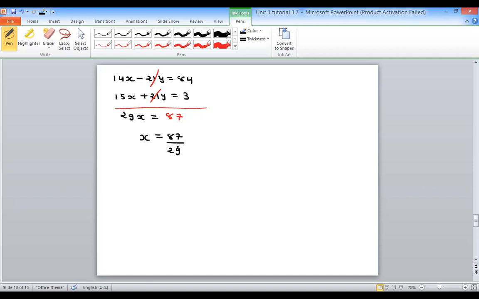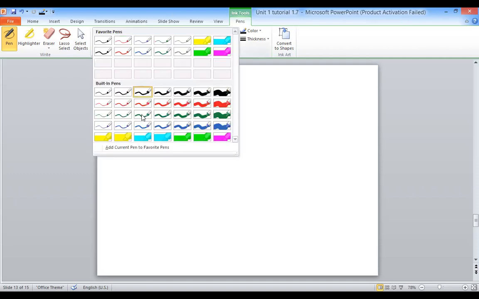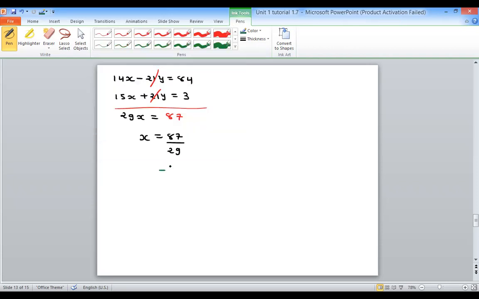If you know the table of the 29, so it's 3. Yes, right. It's 29 into 3, it's 87. So 29 is cancelled from both sides. x is equal to 3. So you have x is equal to 3.